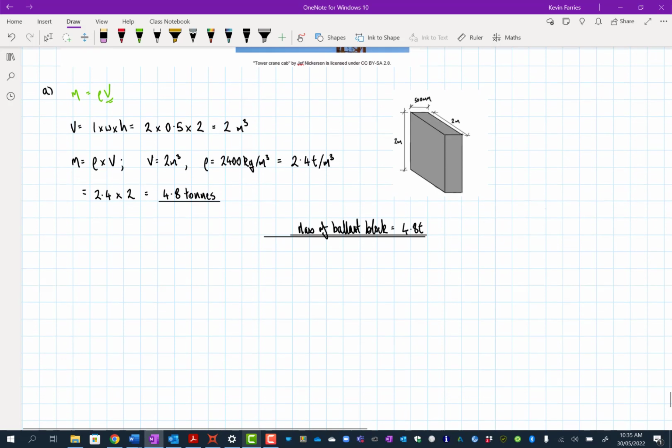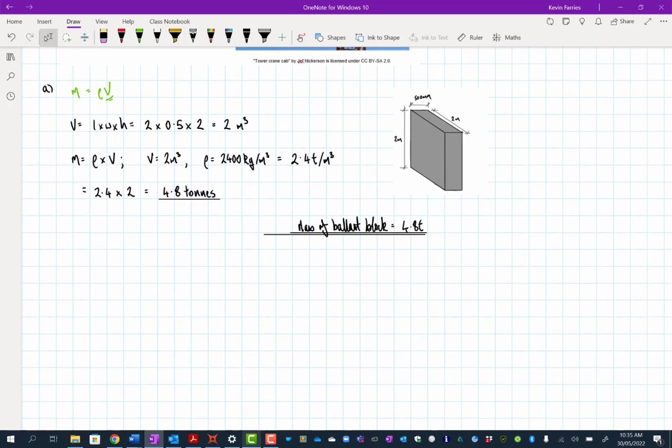For part B, we're asked to calculate the weight of this block. I'll calculate that as if we hadn't already completed this question up here, and we'll calculate it using unit weight. You can think of unit weight as being just like density, but you've converted the mass to a weight. So kilograms have been changed to newtons, or tons have been changed to kilonewtons. And so your weight is going to be equal to unit weight times your volume.